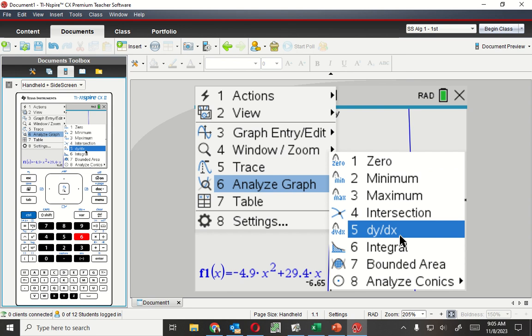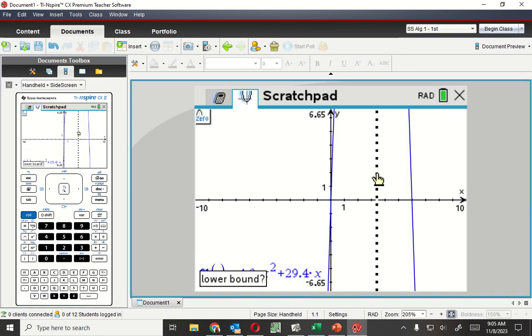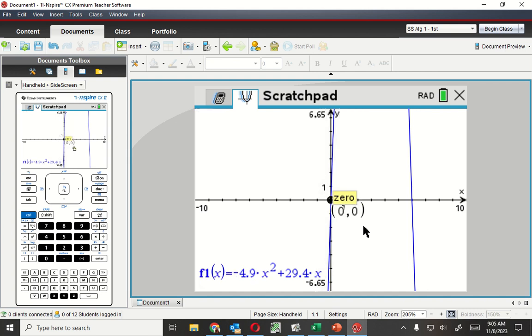dy/dx means I'm taking the derivative. This will actually find the derivative for me also. It's going to say lower bound. That means you move this dotted line to the left of wherever you think it's crossing the x-axis. I hit enter, and now it changes to upper bound, and I trace it over. So my t equals 0 right here, right? Okay, so we already knew that one.